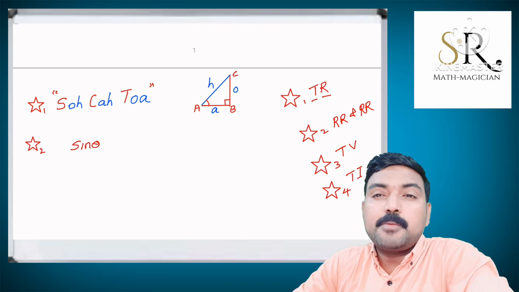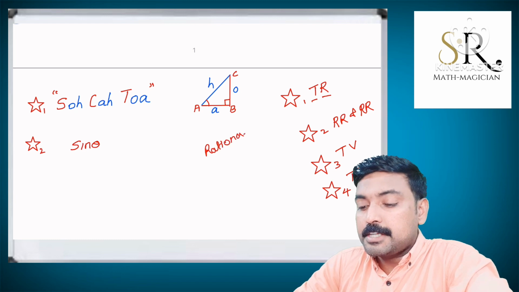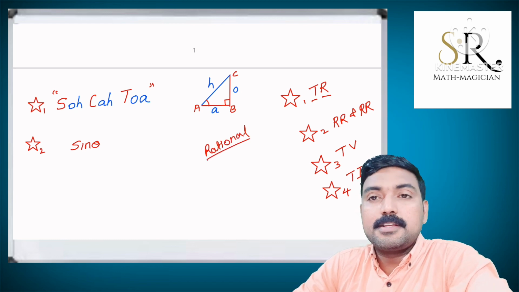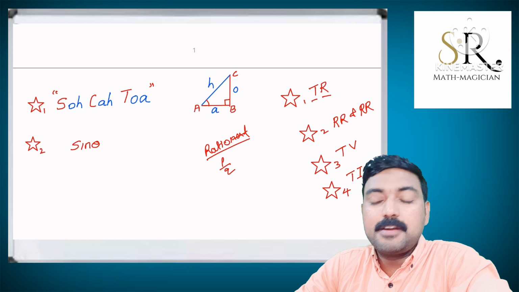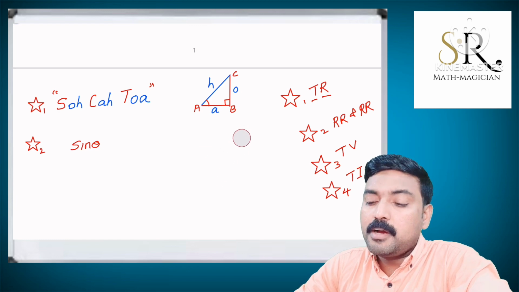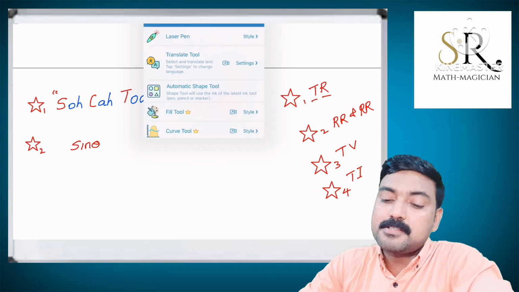Trigonometric ratio. Ratio means rational. Oh, it is connected to rational also. Rational means P by Q. P by Q means division. So what do we have to divide here? Here we can divide the sides.